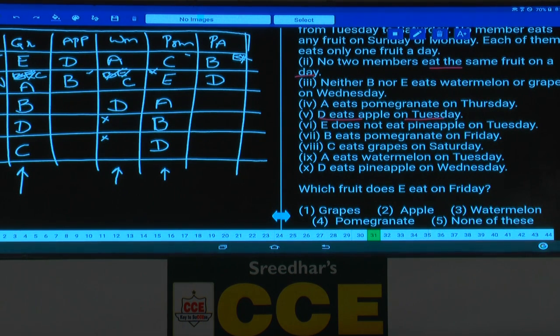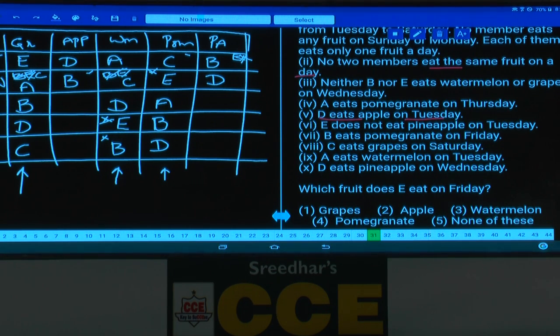D must be here. As D is here, now we are left with B and E. And B cannot be on Friday because B is already eating pomegranate on Friday. B cannot be here, hence B must be here. If B is here, then who is the person left over? E is the person left over. Done with this? Now this is also finalized.